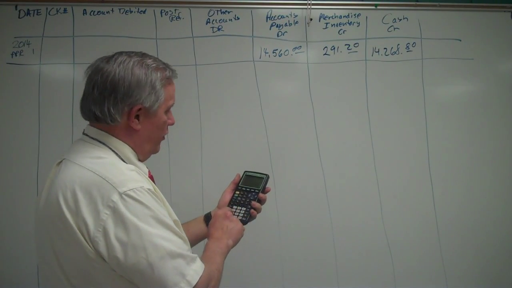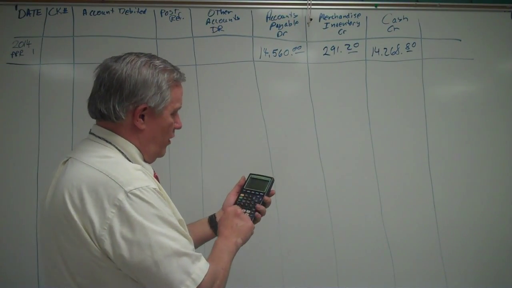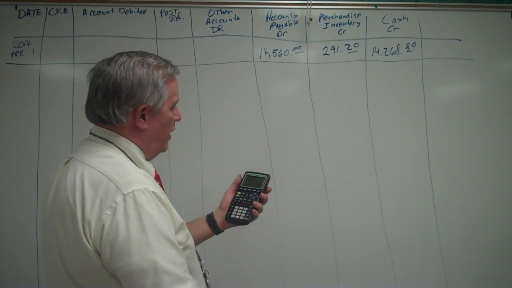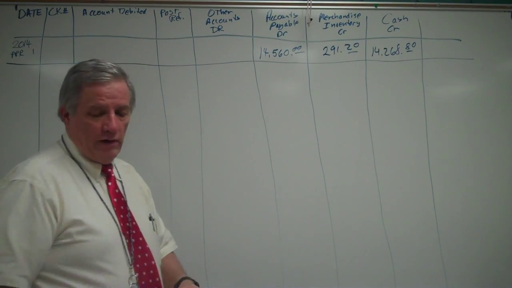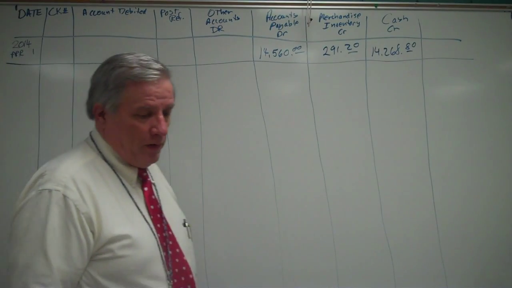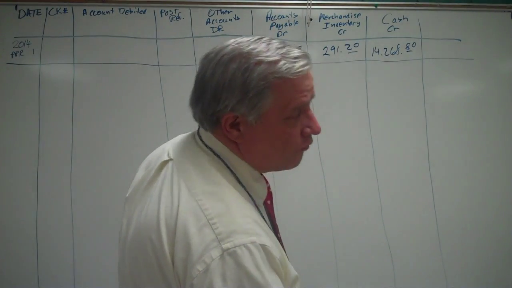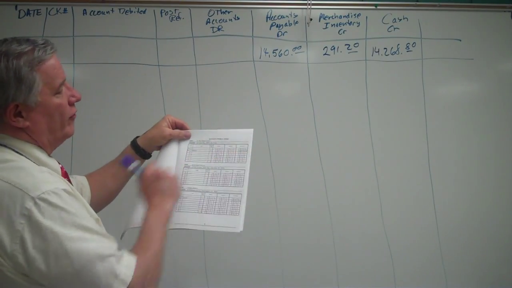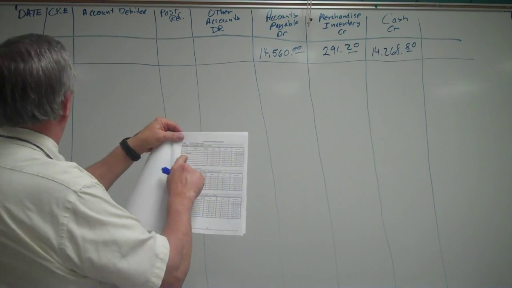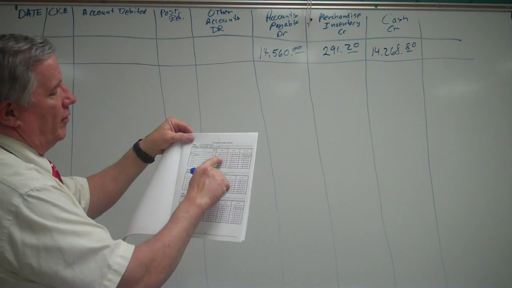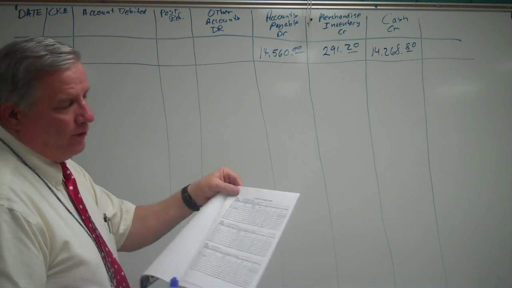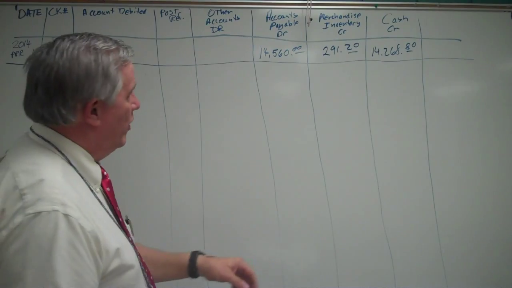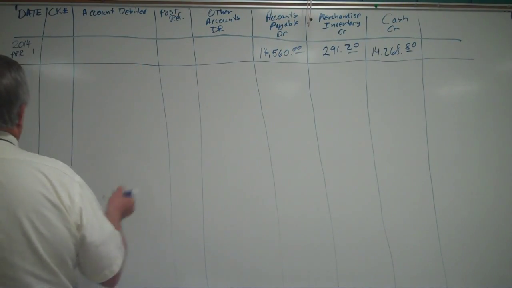14,268.8 plus 291.2 equals $14,560. I'm going to go to A Plus Flex Fitness Center, and they have a balance of $14,560. On the 1st of April here, I'm going to put a debit of $14,560, and the balance will now be 0.